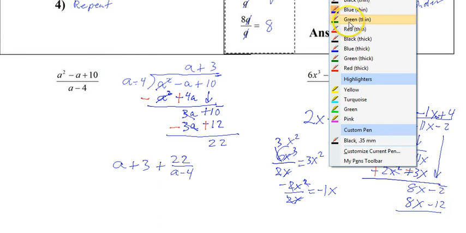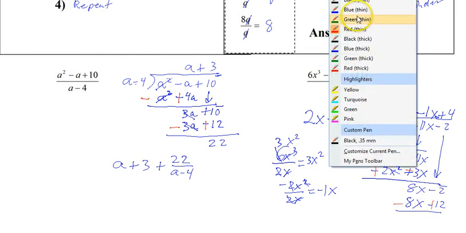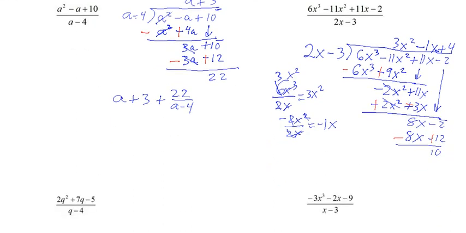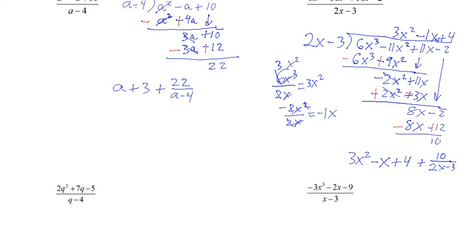And then what do we do next? Change the signs. All right, so that gives us 10. And there's our remainder. So we can now write our answer, which is 3x squared minus, I'm going to throw the 1 away. So just minus x plus 4 plus 10, and then we were dividing by 2x minus 3. And that's our answer. All right, hit pause and give these two a shot.